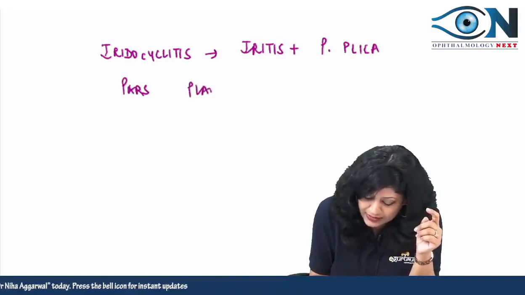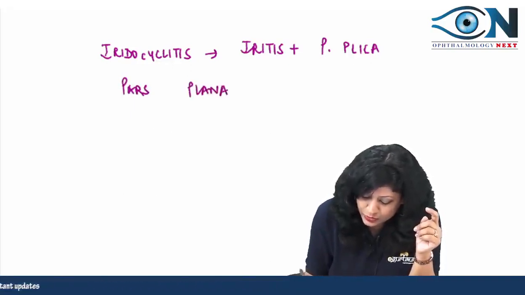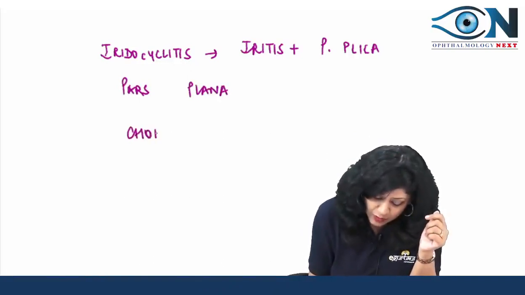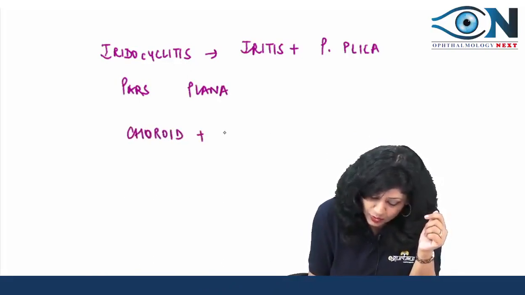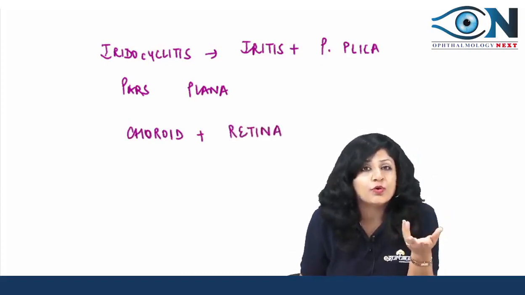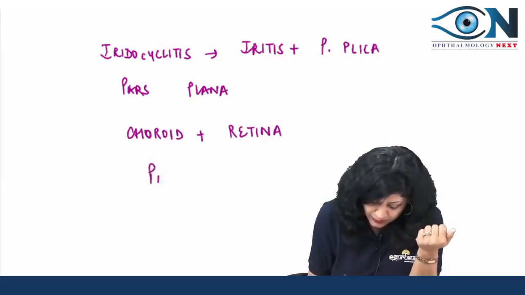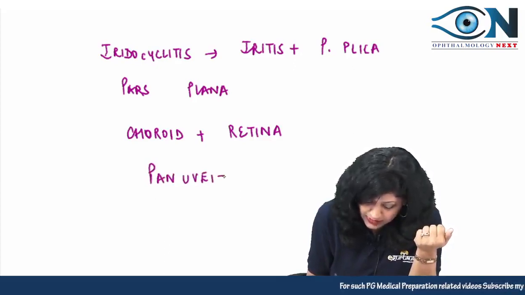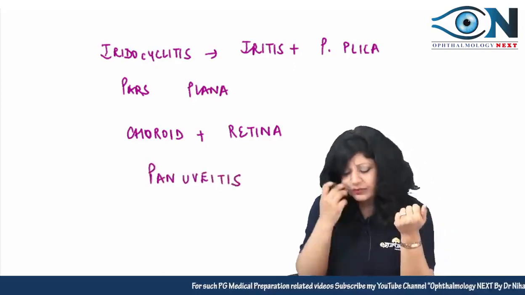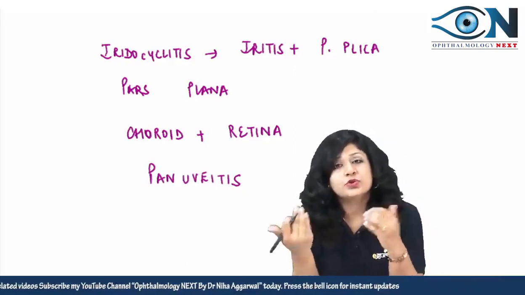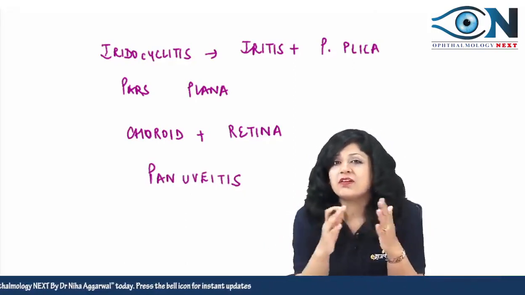Pars plana part, that is the posterior part of the ciliary body, so this will be called pars planitis. Then we can have the involvement of the choroid along with the retina, so that will be called chorioretinitis. I can even have the involvement of the whole of the uveal tract, that will be called panuveitis. So we have iridocyclitis, we have pars planitis, chorioretinitis, panuveitis. We have got different types.